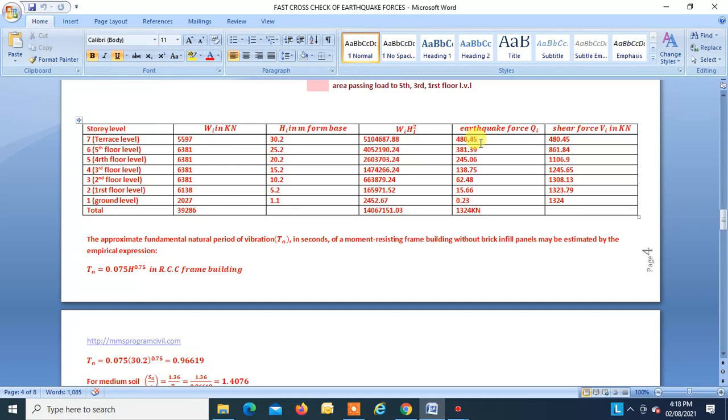So into VB, that will give you this value, that is 480.45. Similarly, for the fifth floor, this divided by this into VB, that is equal to 381.39. So this is how you get this value, that is, the lateral forces, the earthquake forces at each level, right? Now after finding this, you find the story shear, right?